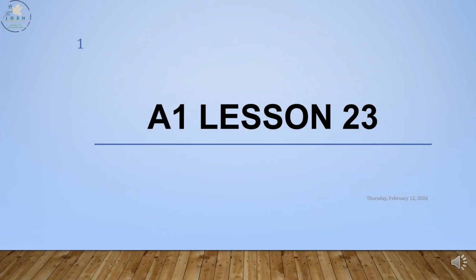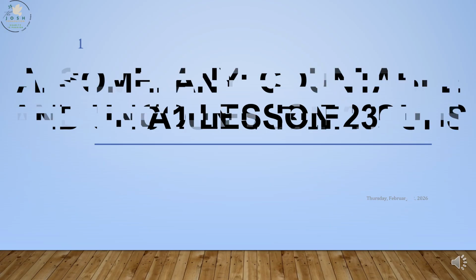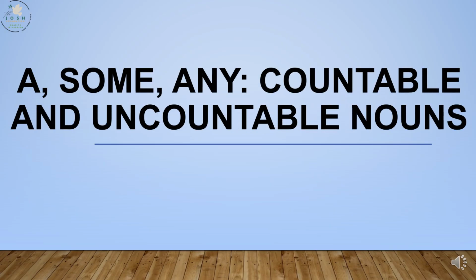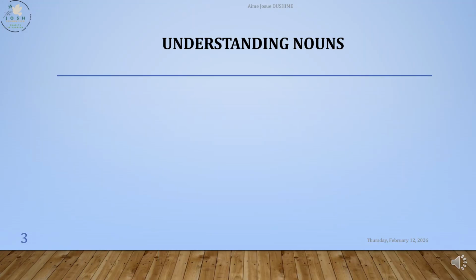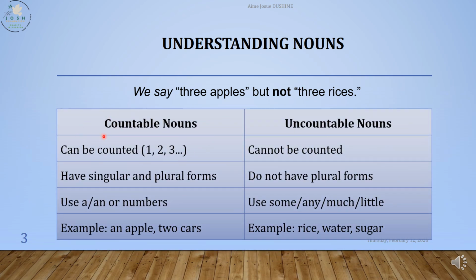Alright, welcome to A1 lesson 23. We're going to be looking at the topic countable and uncountable nouns. That is how we are going to learn the use of a or an, some and any. We are going to first understand nouns. We say 3 apples but not 3 rices. Why can we say 3 apples but not 3 rices? That's due to what we call countable nouns and uncountable nouns.